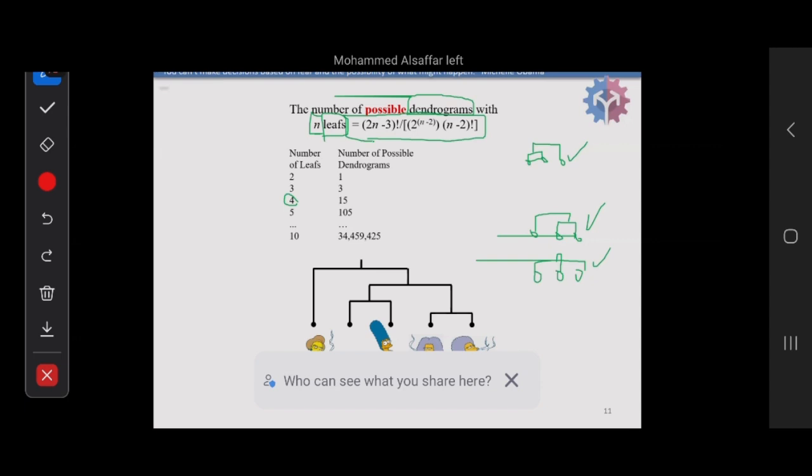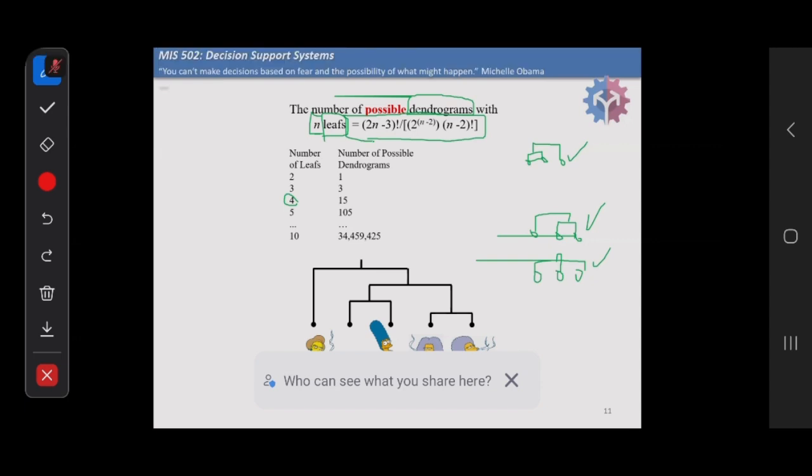Doctor, there is a symbol. How can we put it in the calculator after the three? I'm going to explain it in a minute. Just give me a second, I'm going to explain.